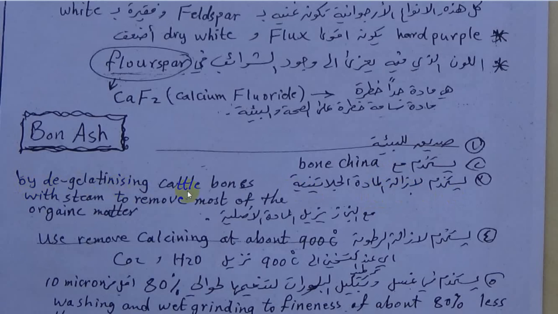By using the gelations, cattle bones with steam to remove most of the organic matter, or to sustain most of the organic matter, as you can see exactly here. Used for demoisturization by calcination to about 900 centigrade. Which means in the calcination at 900 centigrade, the H2O as well as the O2 will be sustained or kept.